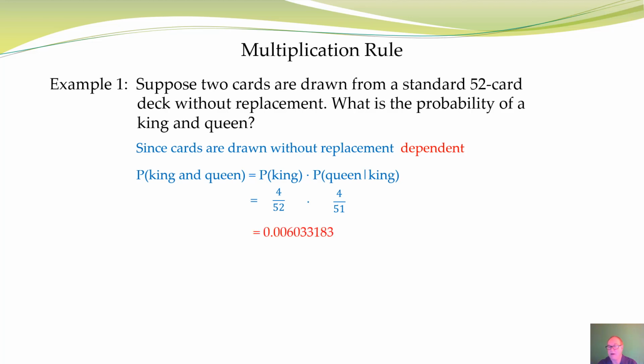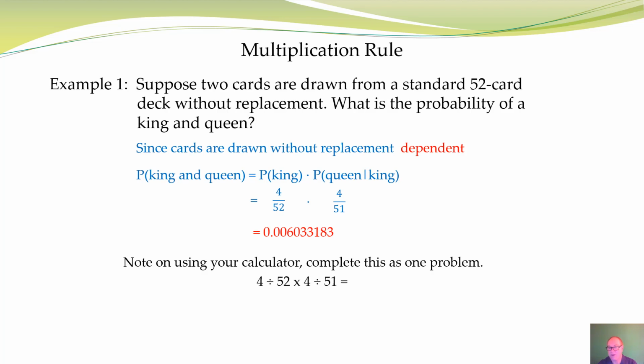Now use a calculator, multiply this, we get this answer, 0.006033183. Now, note on using your calculator, okay? A lot of times people do it in pieces. We should do this all as one problem. So you could take 4 divided by 52 times 4 divided by 51, then hit your equals, and you will get it in one sweet problem.